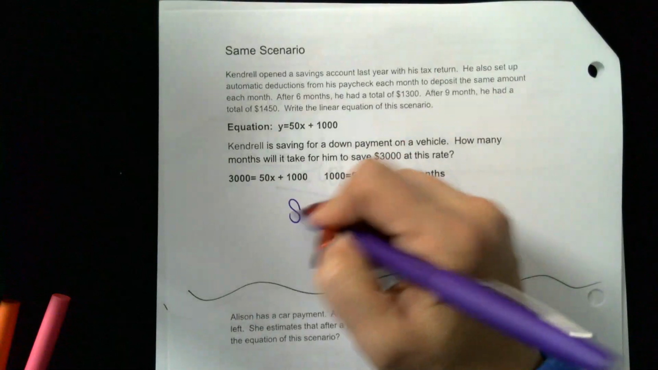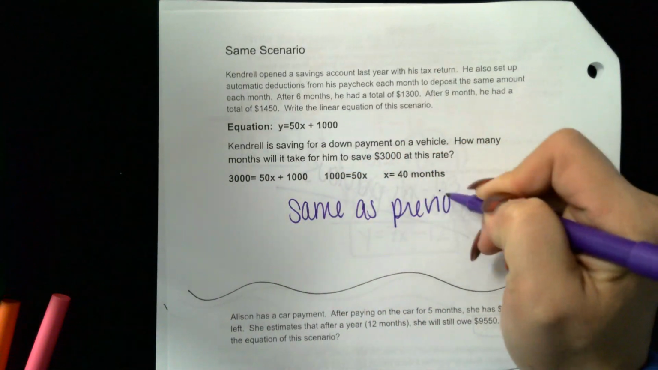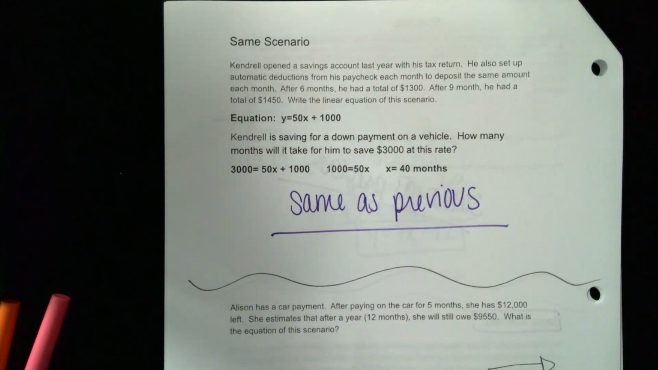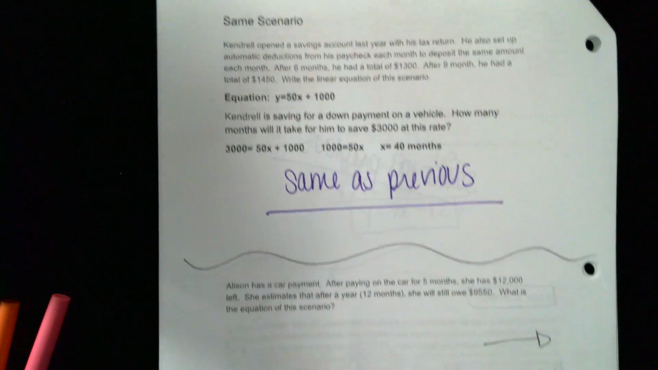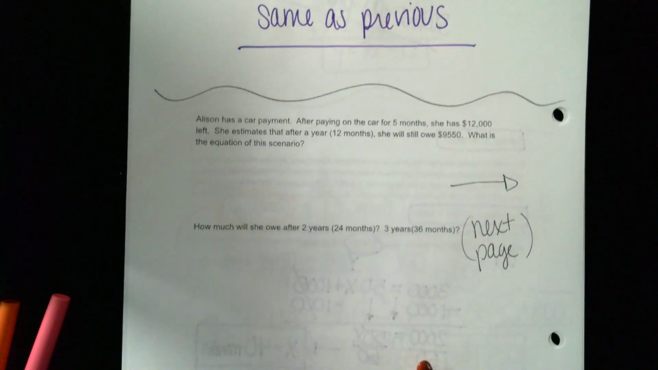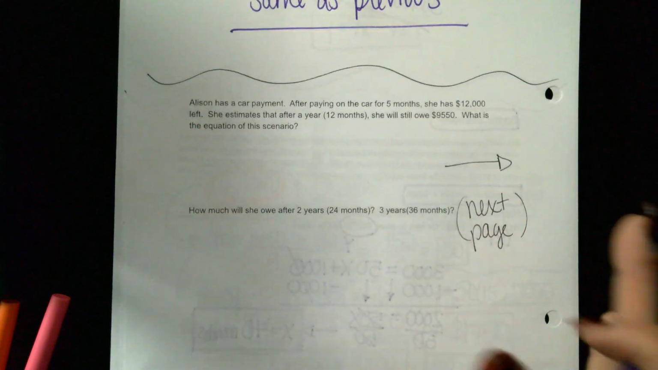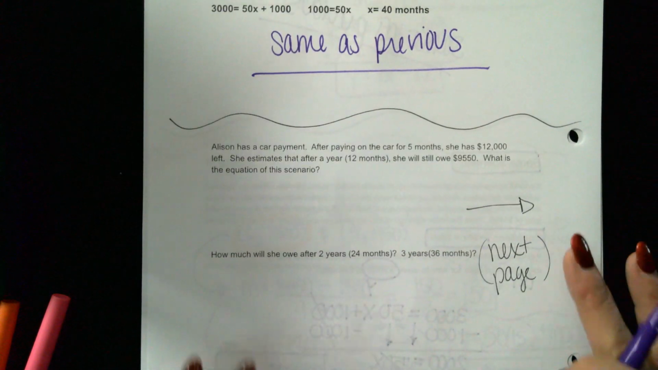Now this one really was worked out. So this is the same as the previous, and it just shows all the work again. And then we're going to do this one last problem. And I think it's printed multiple times. So we're going to do this.